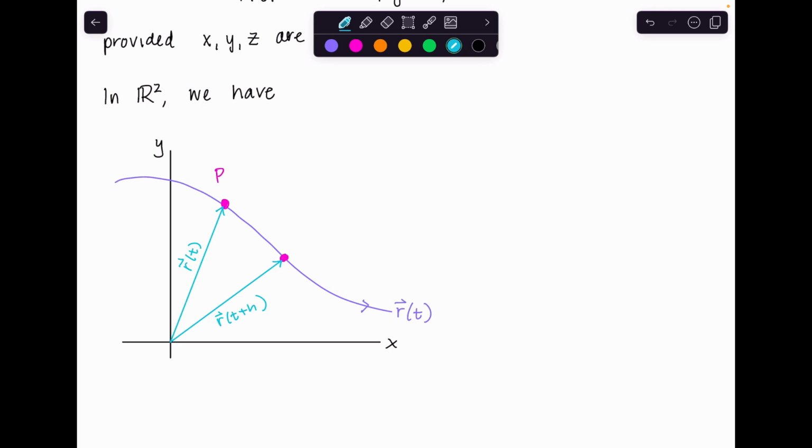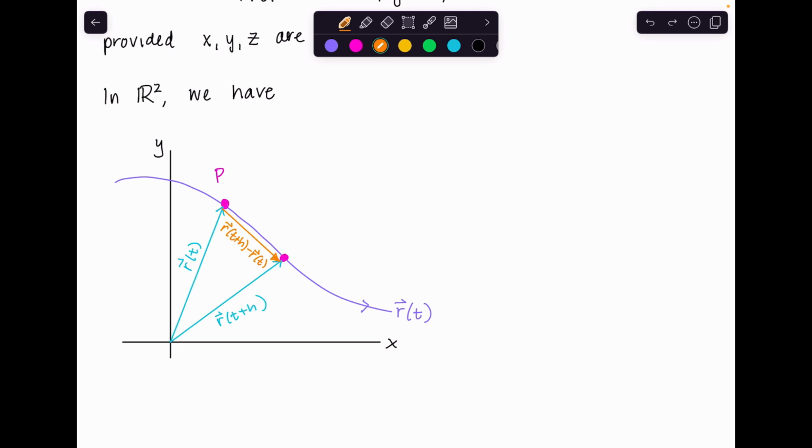Okay. Now, if you go ahead and take the difference in these two vectors, that's basically like using the triangle rule, but it's opposite. So you could, again, geometrically show that this vector that connects the two would be the difference. So this is r of t plus h minus r of t. You can draw your parallelogram in here. This would be the sum of those two. So this would end up being the difference of these two.